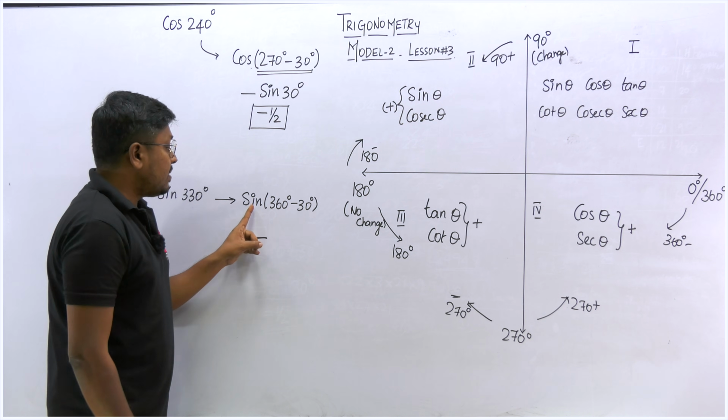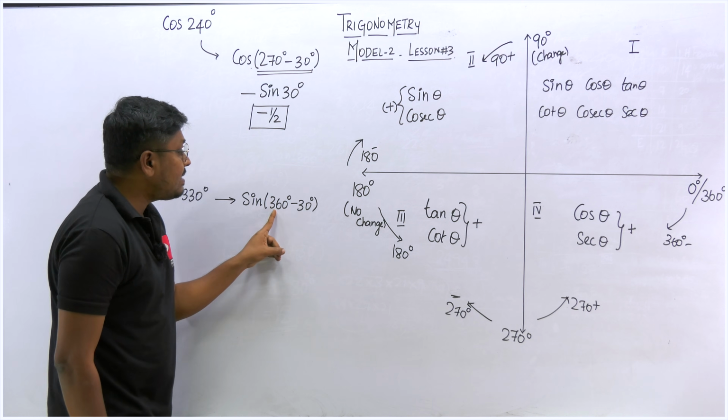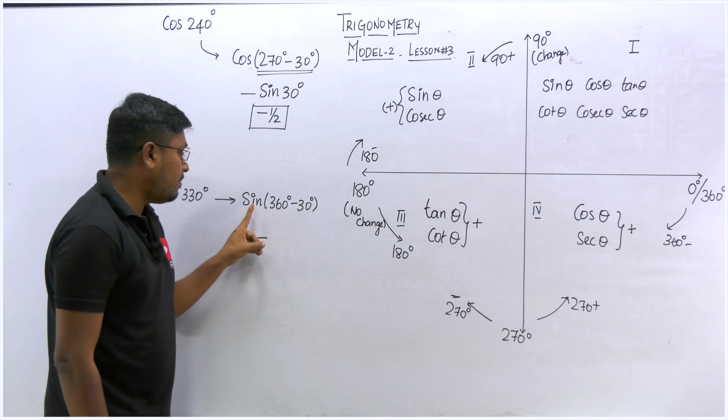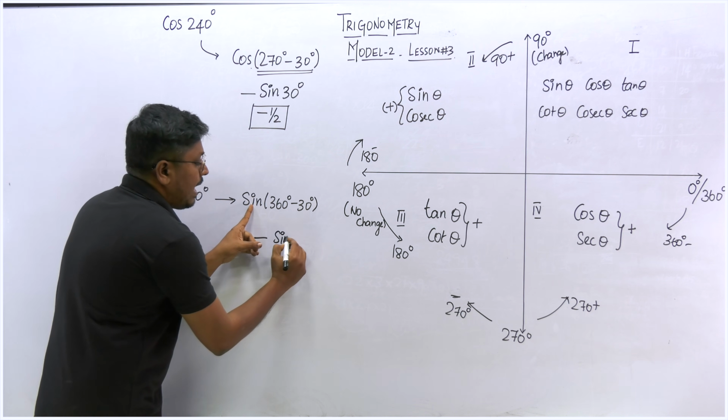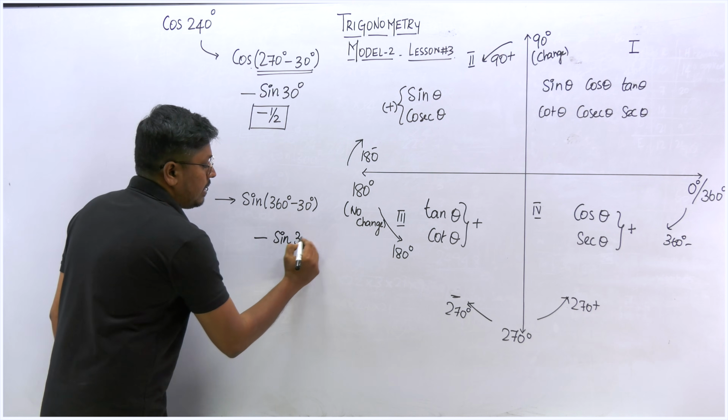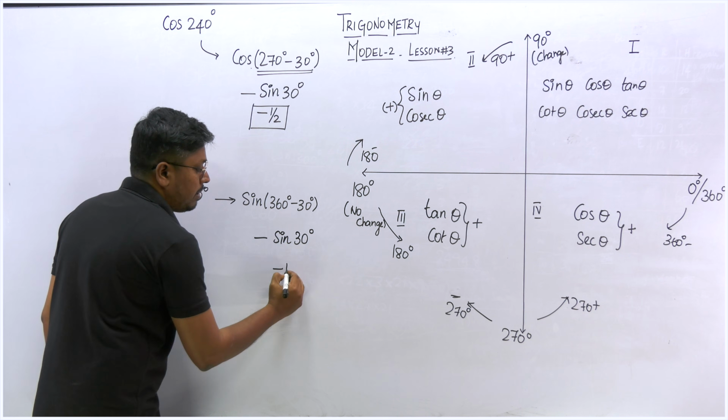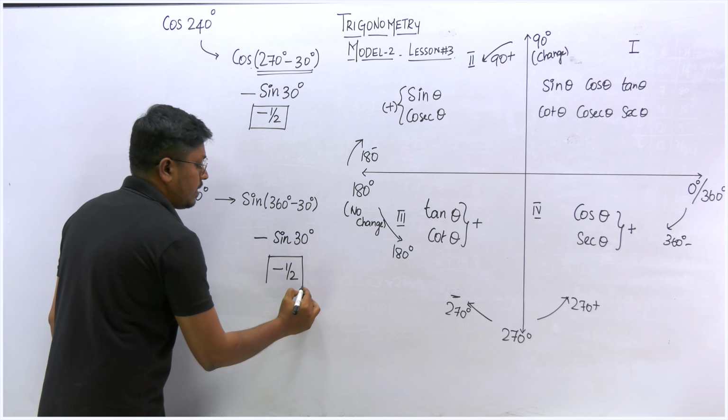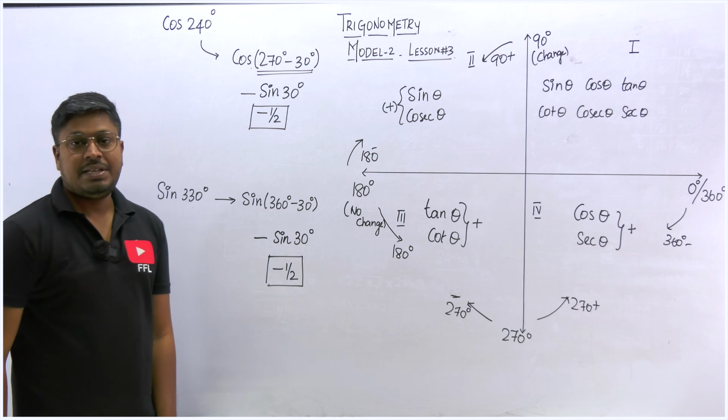Next step, 360 is an even number. If it is an even number, no change; write the sign as it is. So here it is sine 30 degree. So minus sine 30 degree will be minus 1 by 2. That's it. This will be the answer for the question.